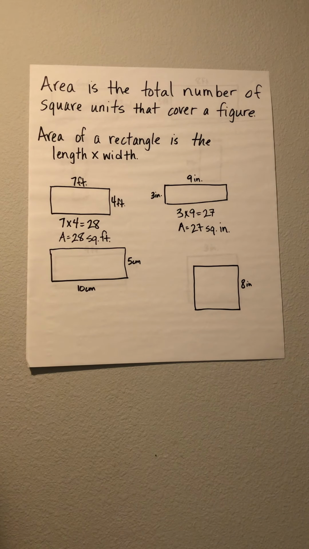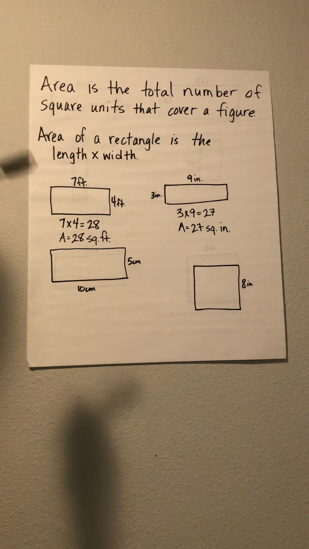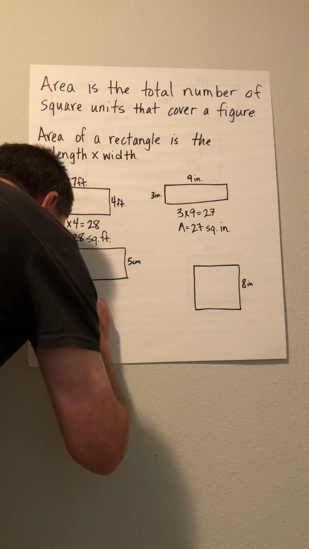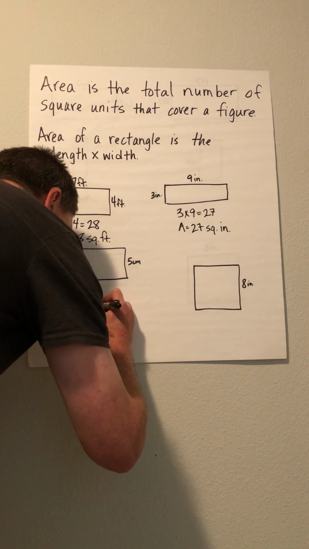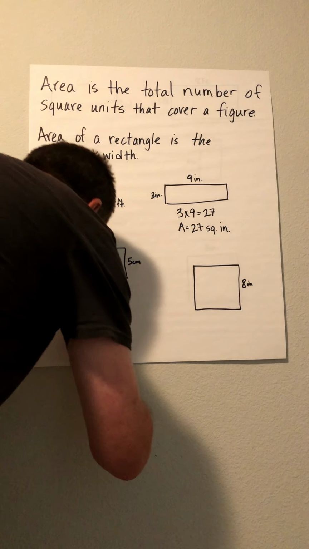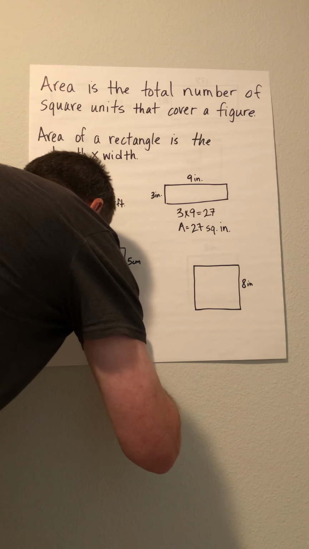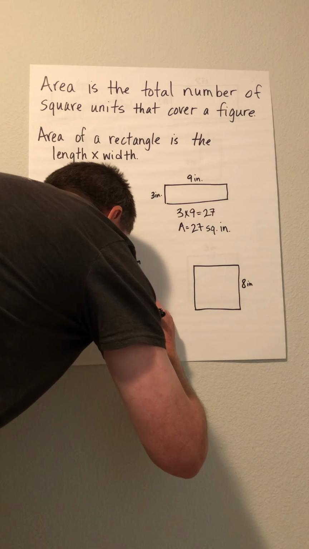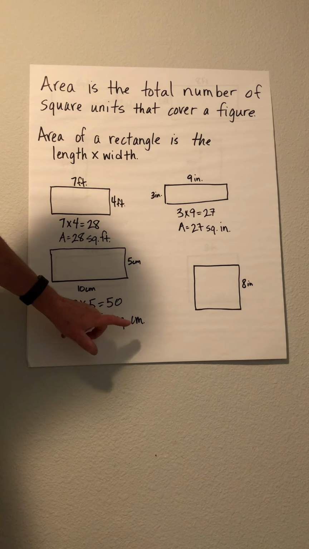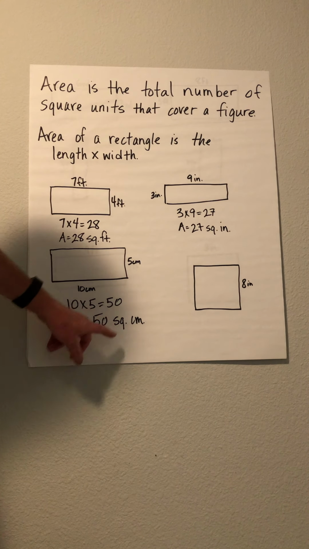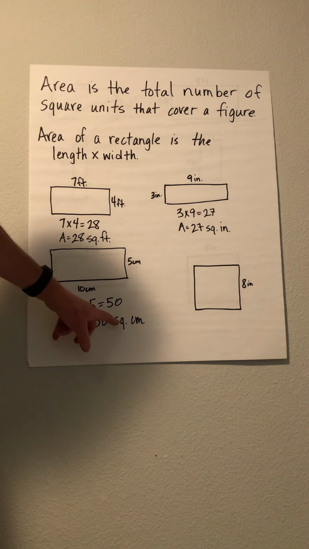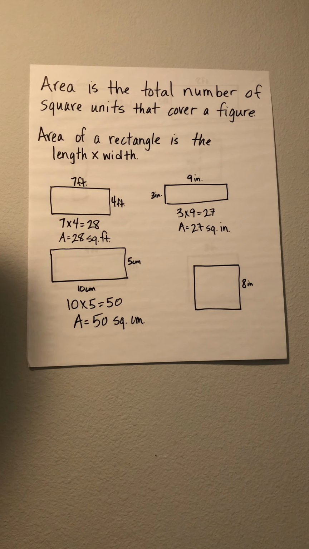Okay. Another problem. Length 10, width 5. So 10 times 5 equals 50. So the area equals 50 square centimeters. Always square. Because what you want to imagine is that if you put the lines in here, there would be 50 of those little squares that you saw on the work that we did before.